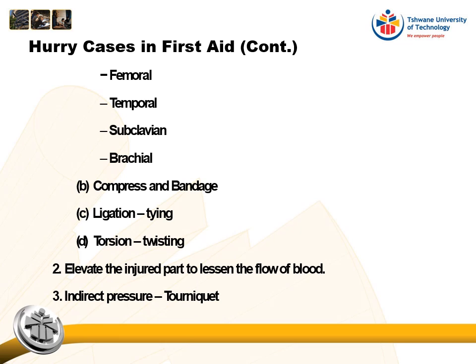Number 2 on the ways to control external bleeding is elevate the injured part to lessen the flow of blood. Number 3, indirect pressure or tourniquet.